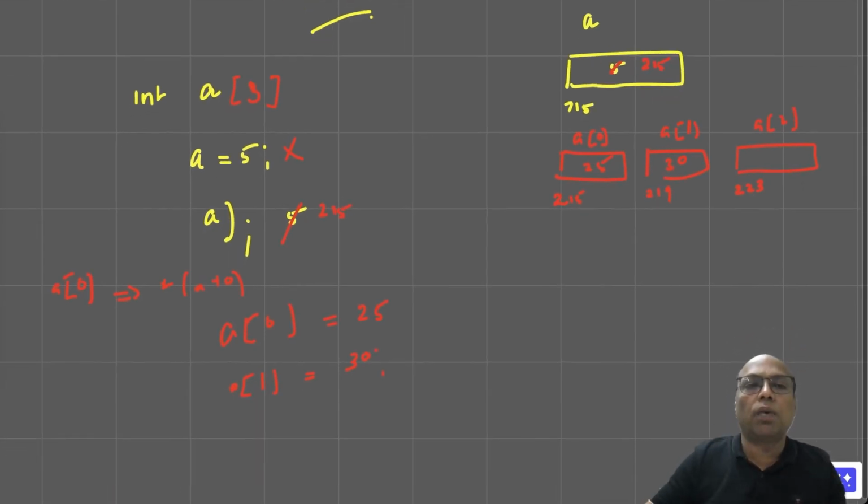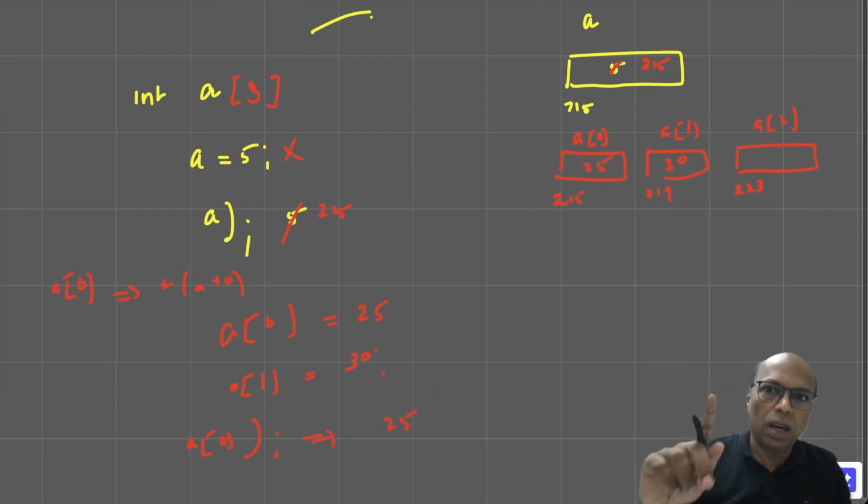If you want to print it, what am I going to say? I'm going to say printf percentage d A of 0. If I say A of 0, what is the output? I'm going to get 25. Here A is a pointer to an array. A is holding the first address of an array. It's a constant pointer. It is a constant what? Pointer, right? It's a constant pointer.